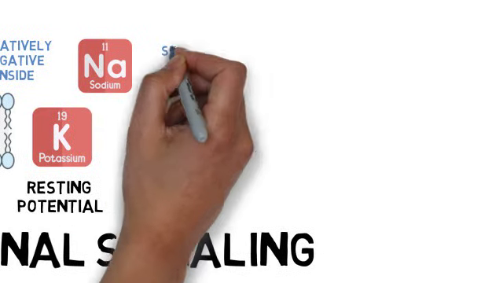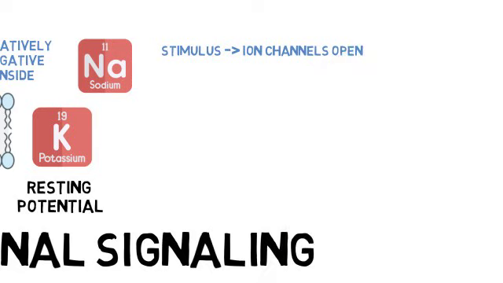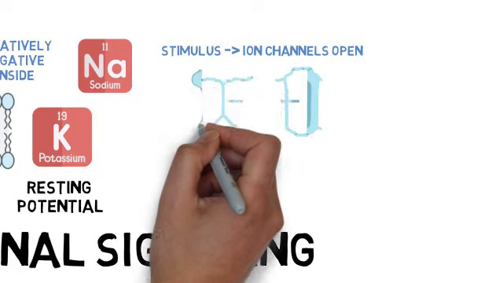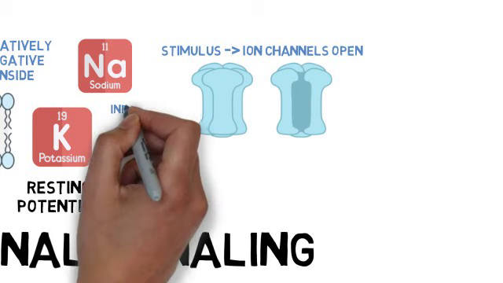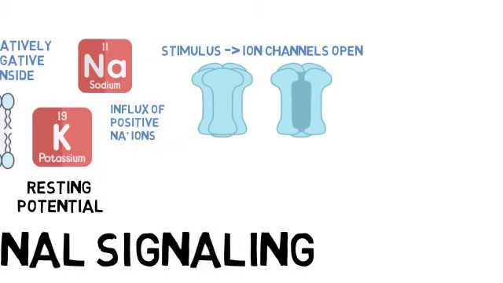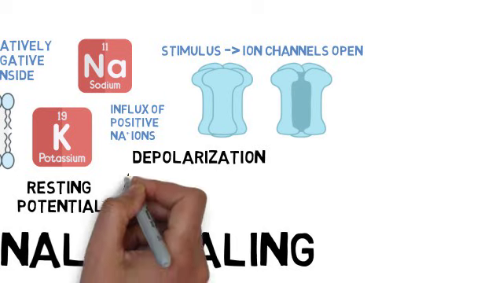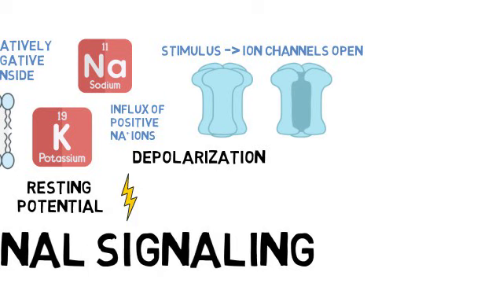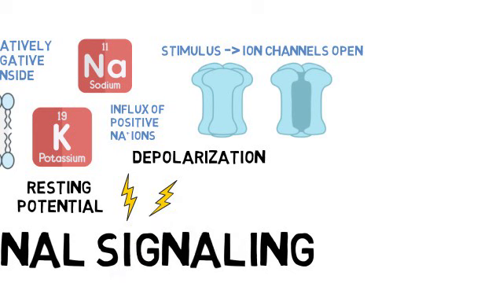When a neuron receives a stimulus, say from another neuron or a sensory input, ion channels open up, allowing positive sodium ions to rush into the cell. This influx of positive ions causes the inside of the neuron to become less negative, a process called depolarization. If the stimulus is strong enough to reach a certain threshold, it then triggers an action potential.